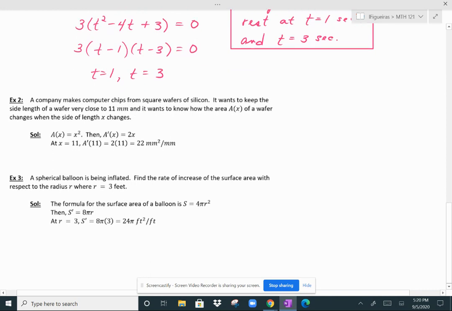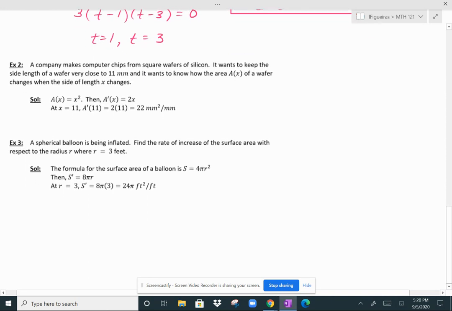Okay, so let's move on to our third and final example. A spherical balloon is being inflated. Find the rate of increase of the surface area with respect to the radius r when r is equal to 3 feet. Okay, so the surface area of a spherical balloon, meaning it's round, it's not what a typical balloon looks like, is S equal to 4 pi r squared.